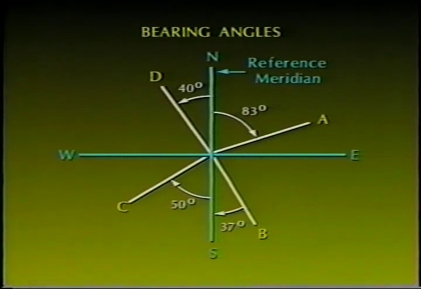The bearing in the southeast quadrant is measured counterclockwise from the meridian. Therefore, the bearing of line OB is south 37 degrees east. Similarly, the bearing OC is south 50 degrees west, and the bearing OD is north 40 degrees west.